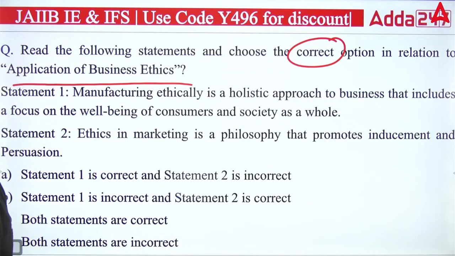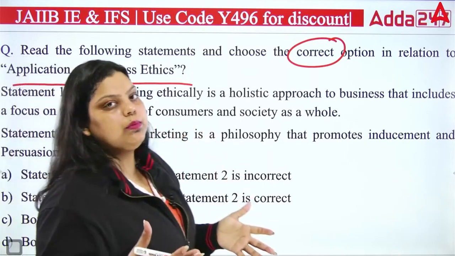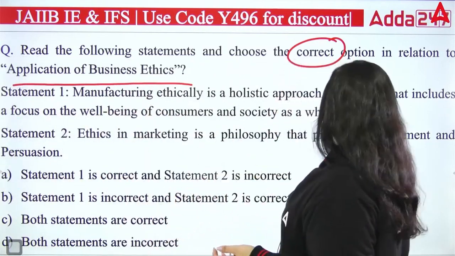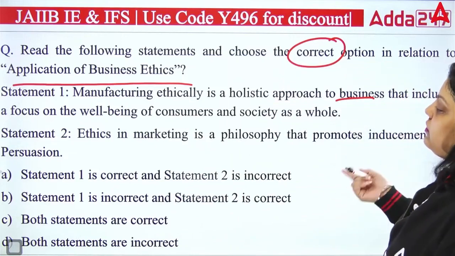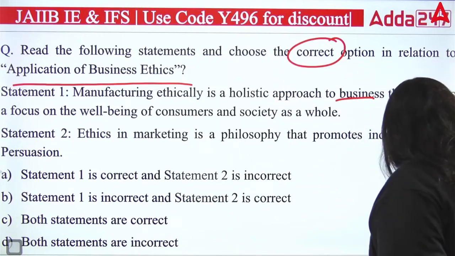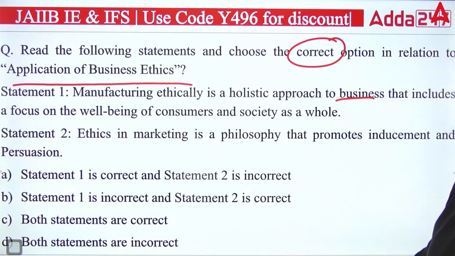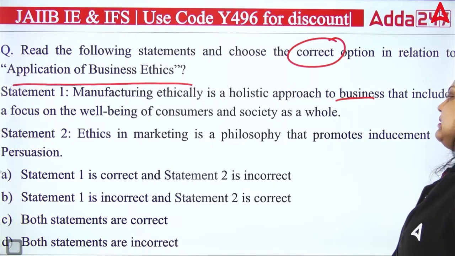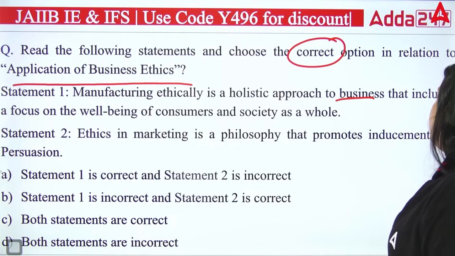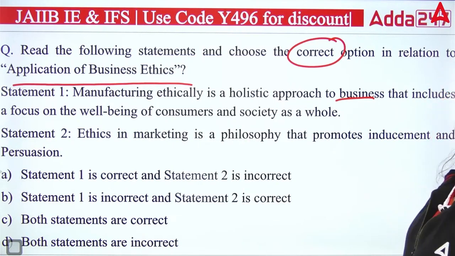So what do you think, which of the following is correct? The first is saying manufacturing ethically is a holistic approach, right? An overall approach to the business that includes a focus on the well-being of consumers and society as a whole. You are thinking about other people and the society, so it is ethically correct. The second is saying ethics in marketing is a philosophy that promotes inducement and persuasions.